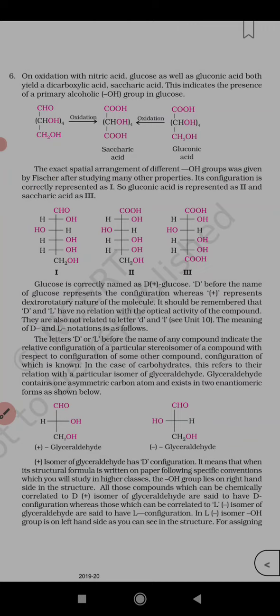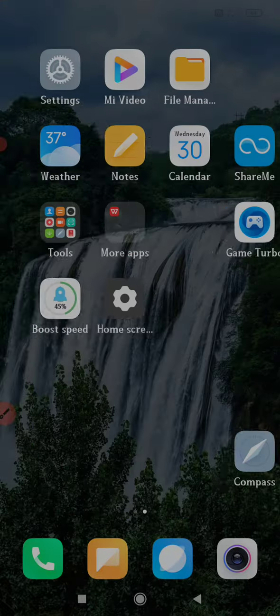They are also not related to the letters d and l. The meaning of the D and L notation is as follows. Small d and small l represent the optical activity of the compound. Capital D and capital L represent the configuration. They do not have any relation with each other. No relation at all.